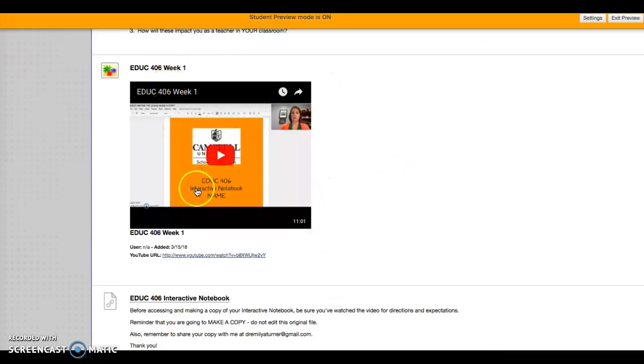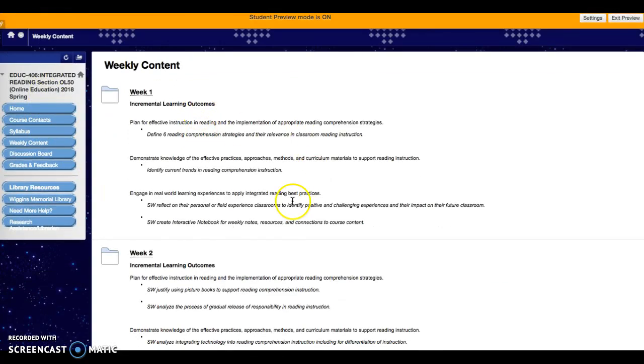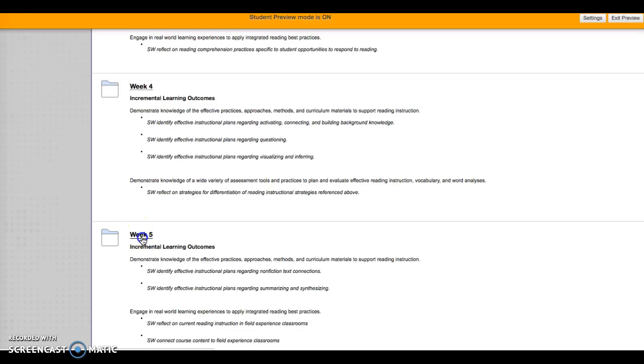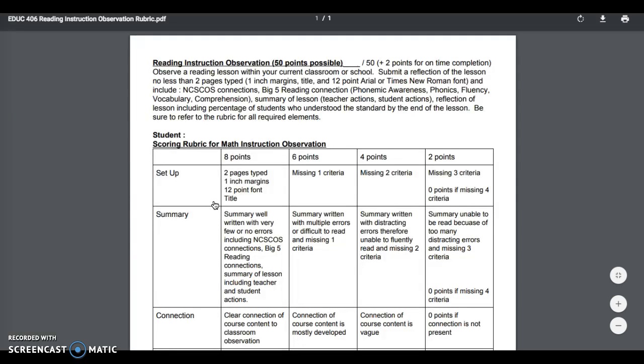So if we go back into our week 5, we see here reading instruction observation, both your rubric and your Turnitin link. So let's go ahead and pull up your rubric for your reading instruction observation. So this is worth 50 points.